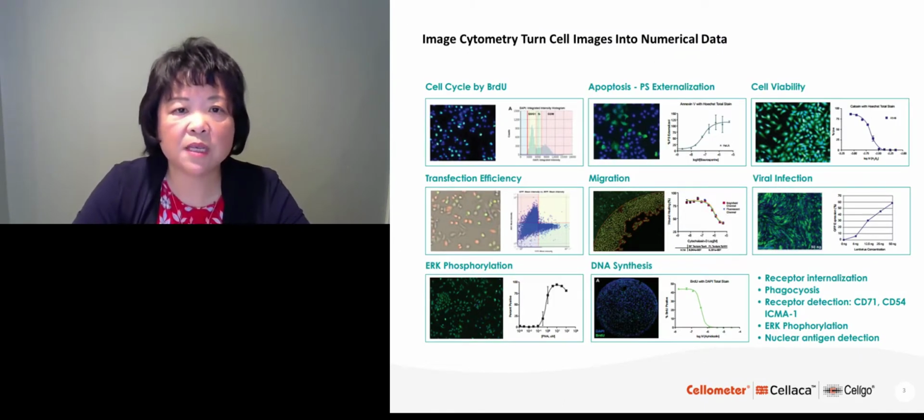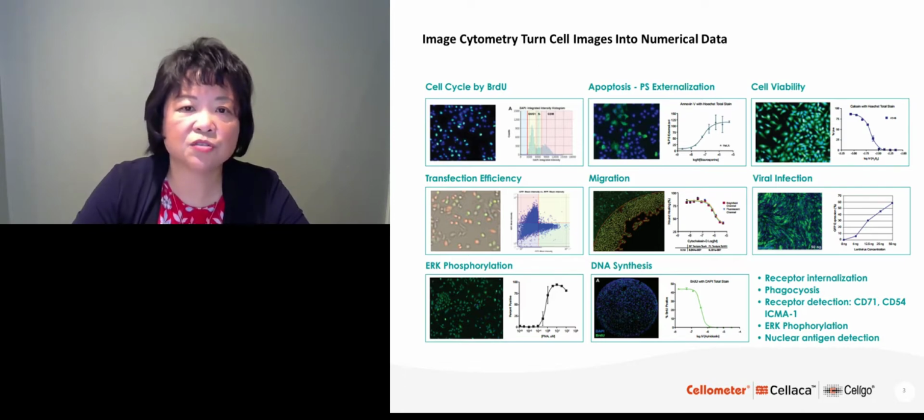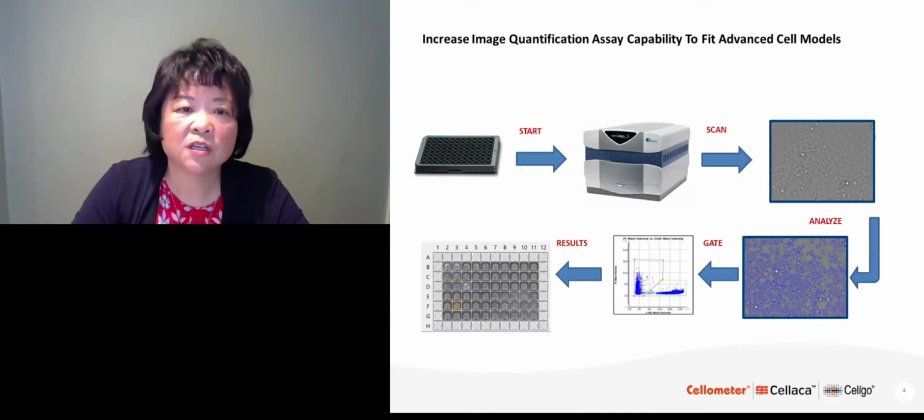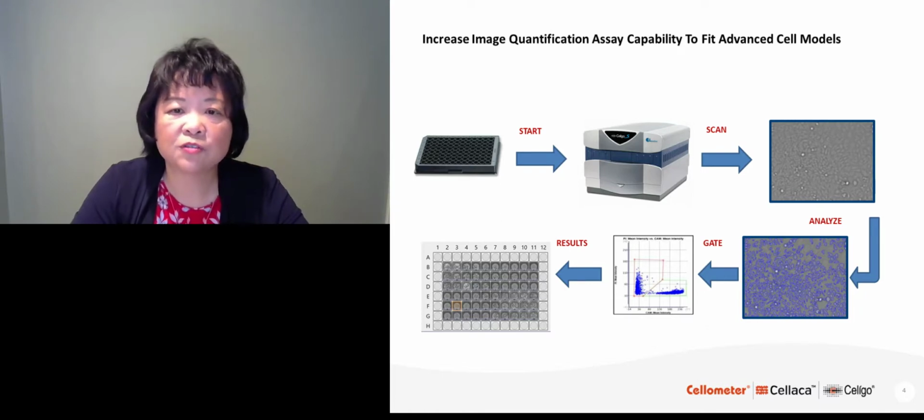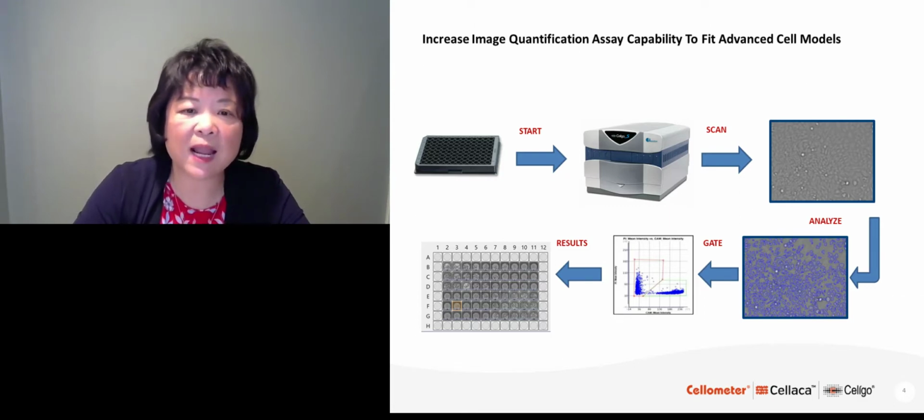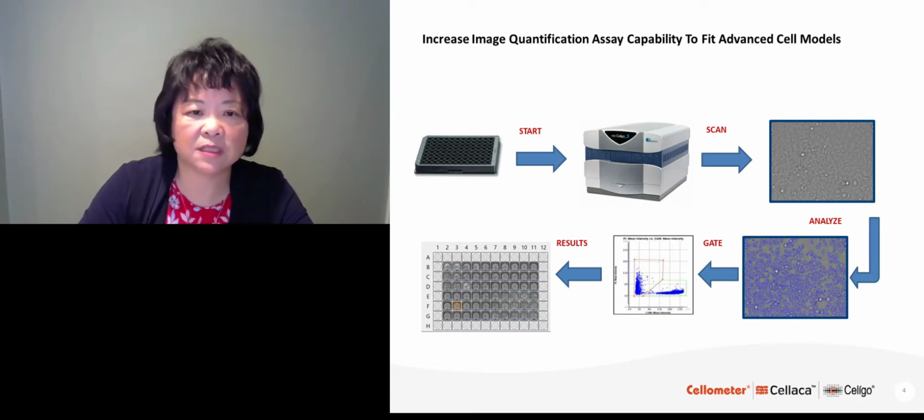Image cytometry means to turn cell images into numerical data. The question is, can we design systems to directly take cells in a microtiter plate, image them in a machine, produce cell images, apply image analysis software to quantify the image and come up with different features, objects, apply a gating mechanism to classify them, and produce numerical results.